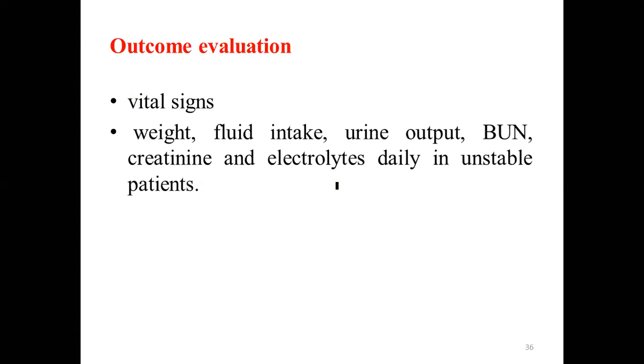Then finally, how do we assess the treatment outcomes of AKI? Treatment outcome is mainly based on the vital signs. You assess the vital signs of the patient. Then, of course, we need to measure the weight of the patient, whether there is a change in the weight. If a patient was gaining weight because of fluid accumulation, we need to check. Then look at the intake and output: how much fluid the patient has taken, and how much was the output in the form of urine. Look at the electrolyte abnormalities, blood urea nitrogen, creatinine, especially in unstable patients. So those are the major things we can monitor when we are treating acute kidney injury.